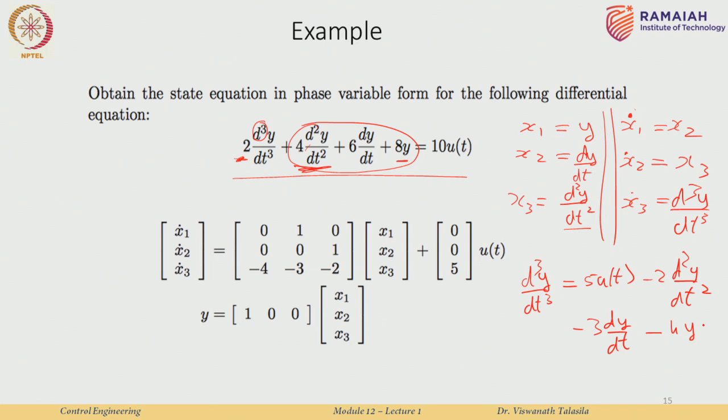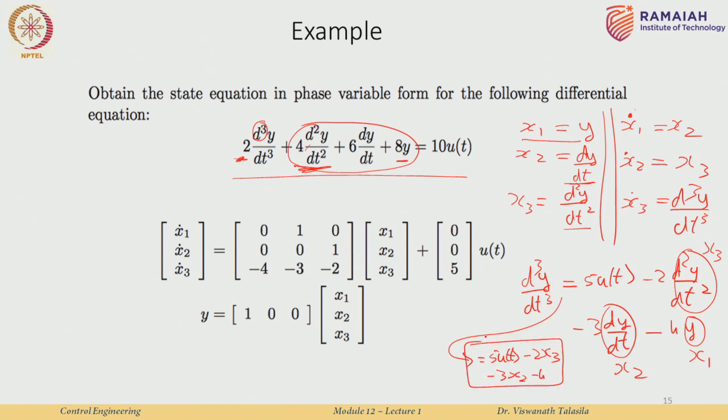And what we do now is to replace each of these y's or the dy by dt with the appropriate state. So we know that y as we have defined here is x1, dy by dt is nothing but x2, and d square y by dt square is x3. So this equation is nothing but 5 u of t minus 2 x3 minus 3 x2 minus 4 x1. That is the final, the last row of the state space model, and that is exactly what we get over here.